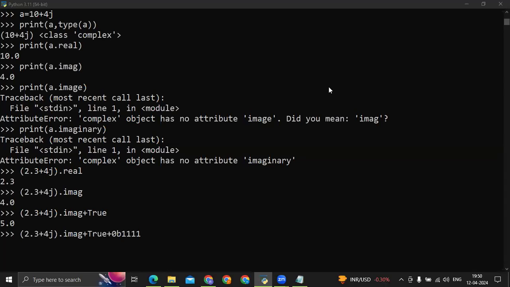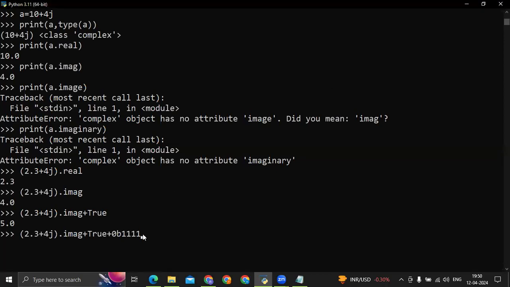Smith, whatever we are discussing in the class, is that clear to you? You're not responding. Let's check. Yes, it's 20.3.